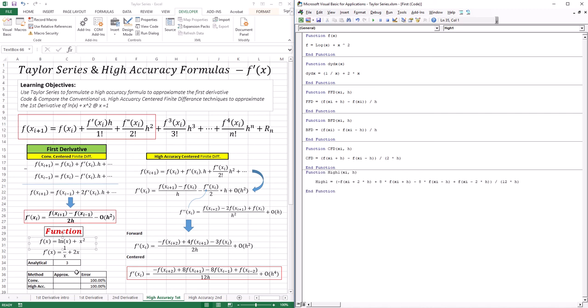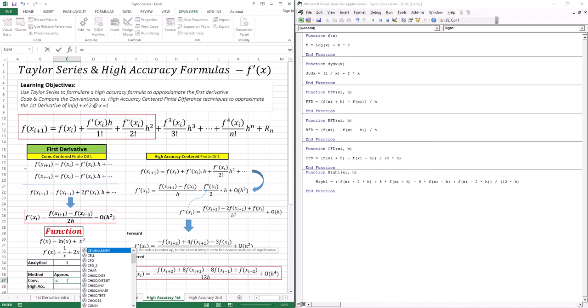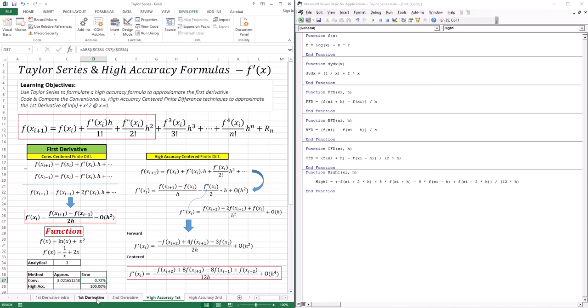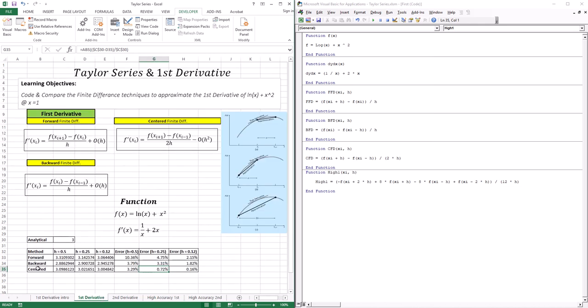So I'm going to go ahead. We're still using the same function that we dealt with in previous lessons. And we remember with the first derivative, it was 3, at x equal to 1. So let's call the function again. I'm going to say c of d at 1, and let's go with the step size of 0.25. And we have 3.02 at 0.72%. So if I go back here, centered, it was in fact 0.72% for a step size of 0.25.